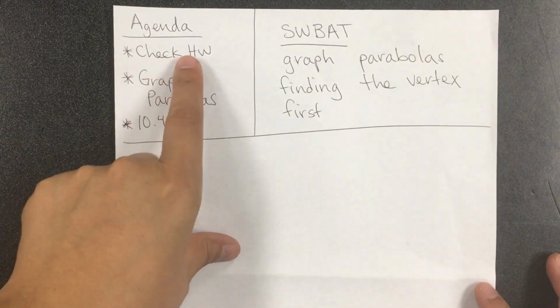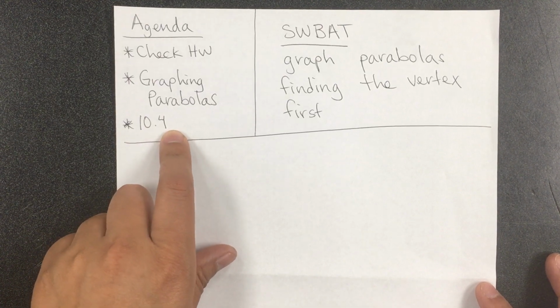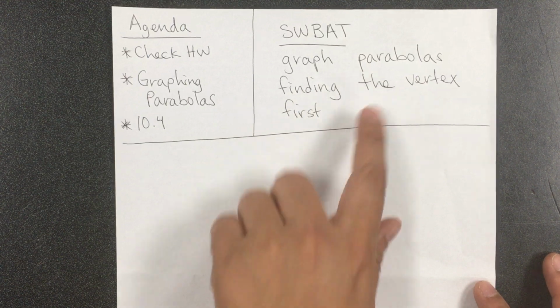Hello students, today's agenda is to check homework. We'll be graphing parabolas and you will be able to work on 10.4. Today students will be able to graph parabolas by finding the vertex first.